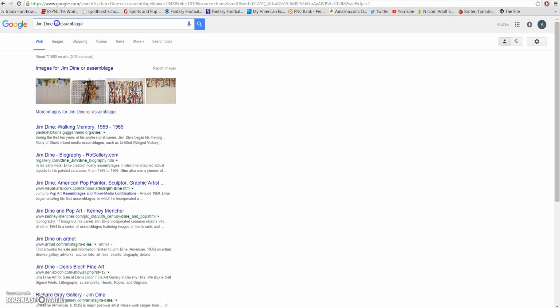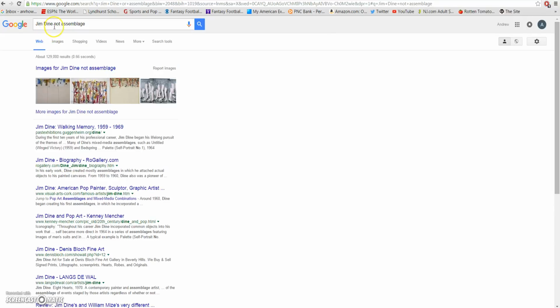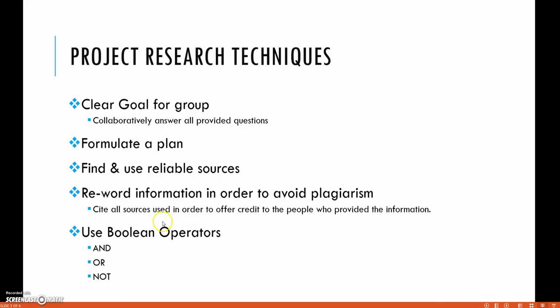Last but not least, you may use the word not. If you do use the word not, just keep in mind that that word will limit your research. So when you look up Jim Dine, not assemblage, you might get information about Jim Dine as maybe a painter. He painted during his life. He didn't just create sculpture and assemblage. So you might want to look up some of his other art that he created. That's one of the moments that you might want to use the word not. So there are many ways to use Boolean operators and they could help you. So make sure that you do try it out and see if it works.